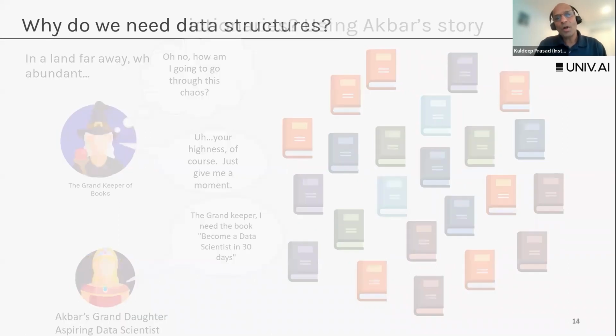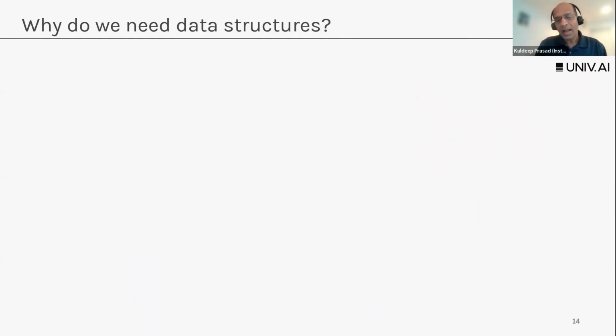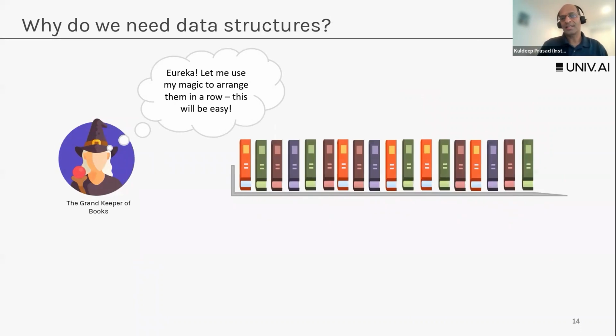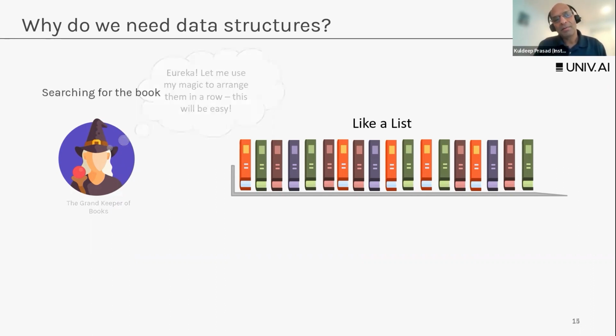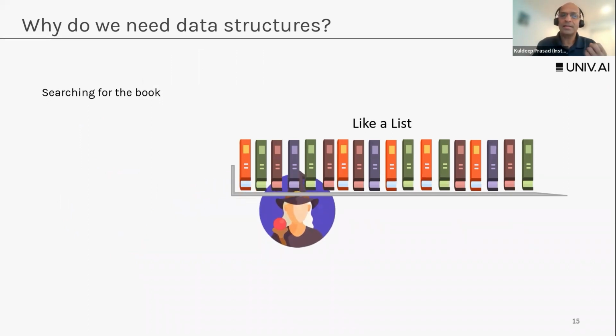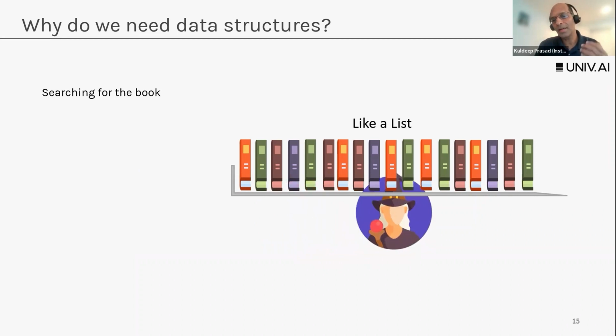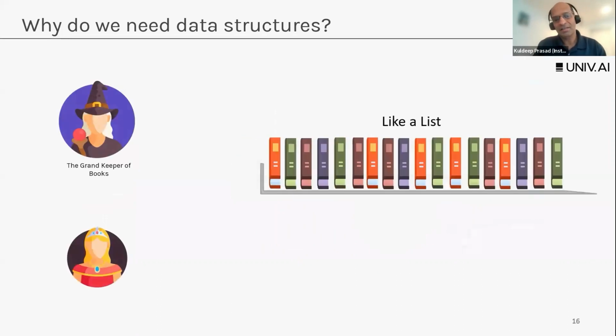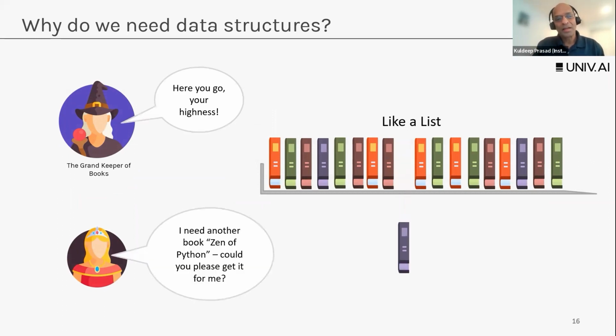And so he says, hey, I know a little bit about Python. I can probably use what we call lists. I can just arrange all of these books in a long line, and then it becomes easier. I can go to the first book. Is it Become a Data Scientist? Is it Become a Data Scientist? Oh, I found the book! It took some time, but then he goes to the granddaughter and says, okay, here's your book.